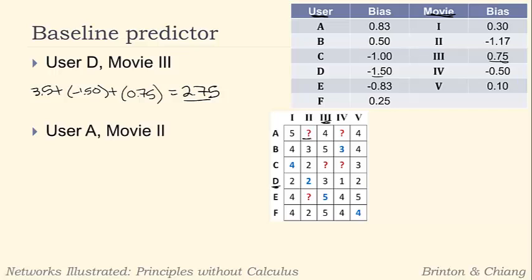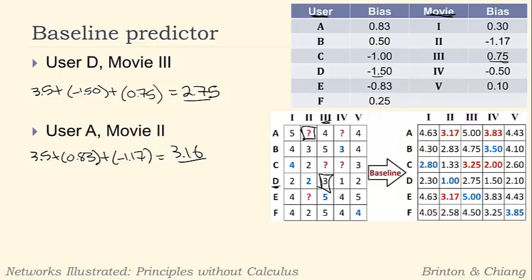Let's try user A, movie 2. So we have A2, and that's a value that we don't already know. For D3, we do have that value, but now we want to try A2 for something that we don't know. We start with the mean again of 3.5. Then we add the bias of A, which is 0.83. And then we add the bias of movie 2, which is negative 1.17. So again, this is more negative than this is positive, so we go below the average, and we get 3.16 here. So it's a little more below the average.